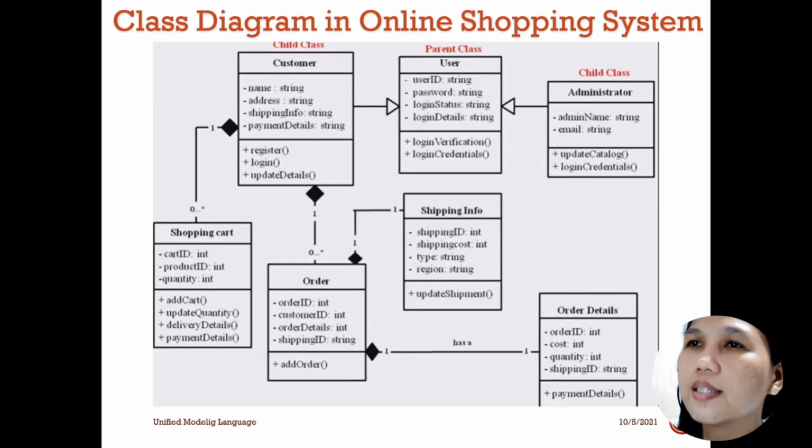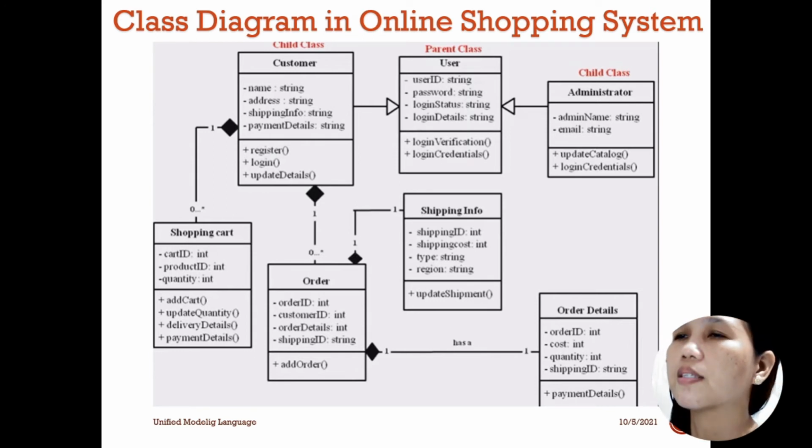Under this is the child class, which is the customer. Under the customer, we have the name string, address string, the shipping info string, and then the payment details string. So what are the operations that we can do here? We can register, we can log in, we can update details. And then on the other side, under the parent class user, we have the child class, which is the administrator. We have the admin name string, and its email string. What are its operations? We can update and we can log in.